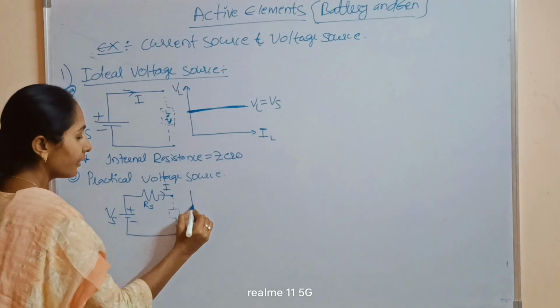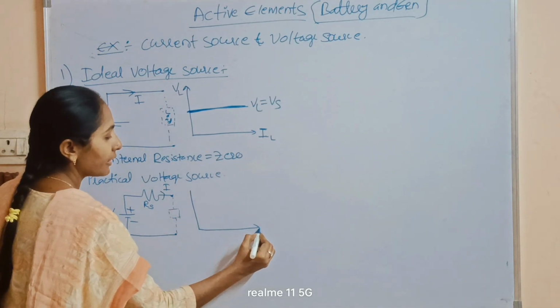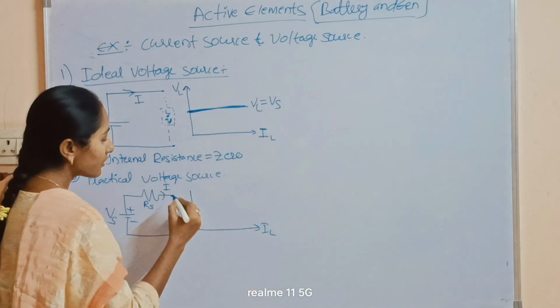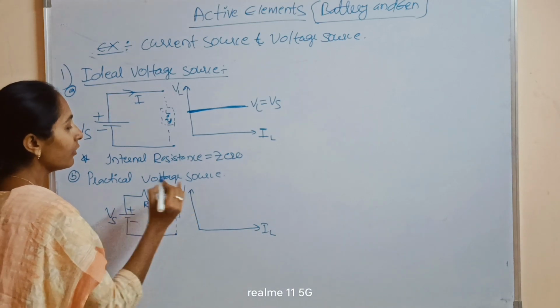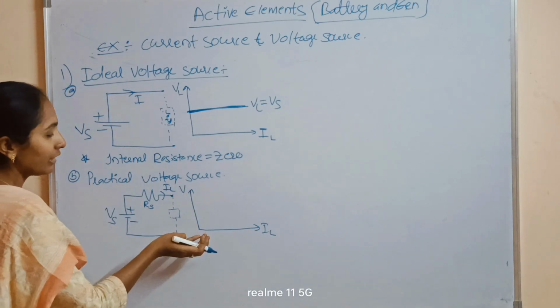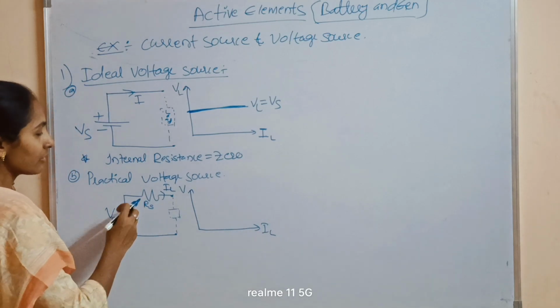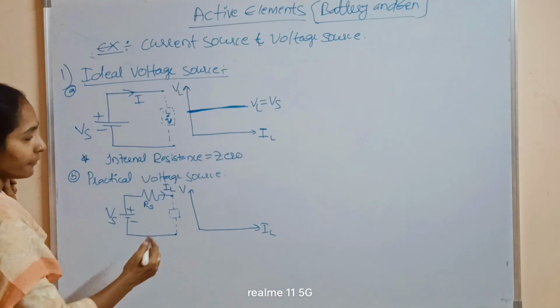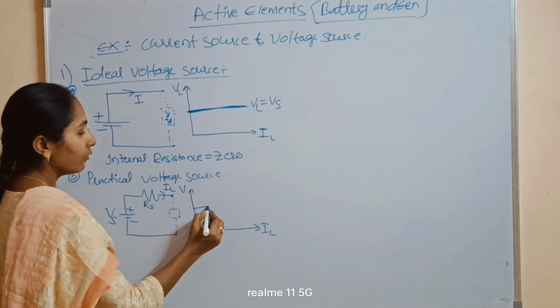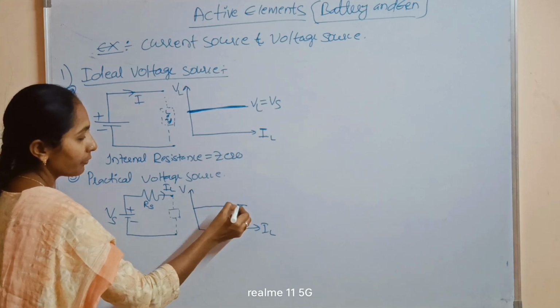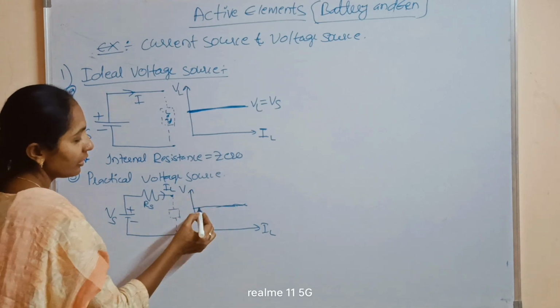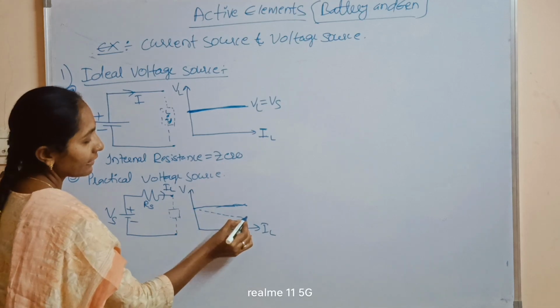So here on the x-axis I am considering current, that is the load current IL. Now on the y-axis I am considering the voltage. So if the current which flows towards the load changes, the voltage is, this is for ideal consideration and this is for practical consideration.